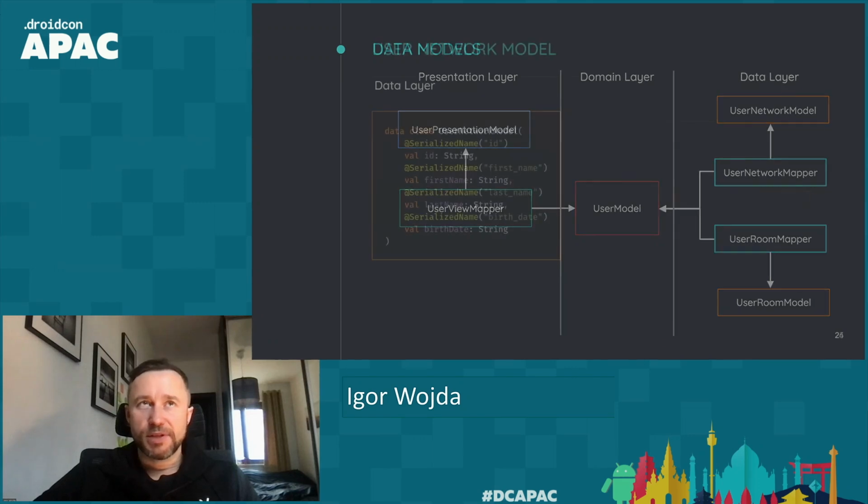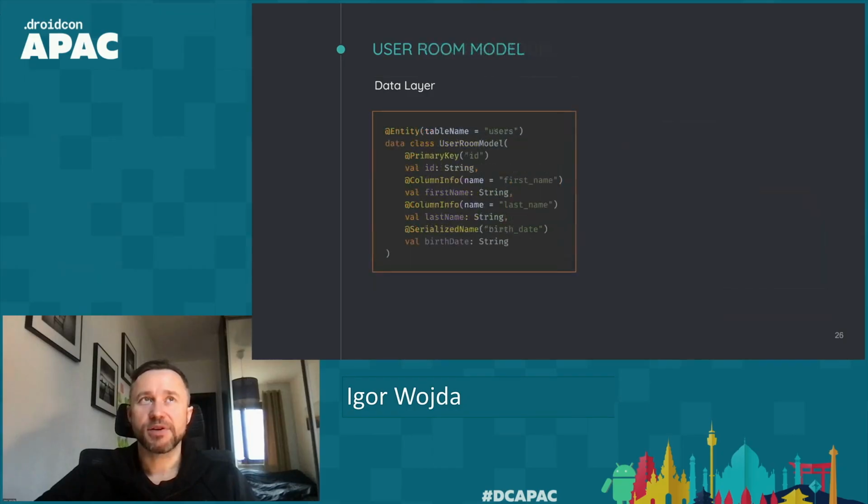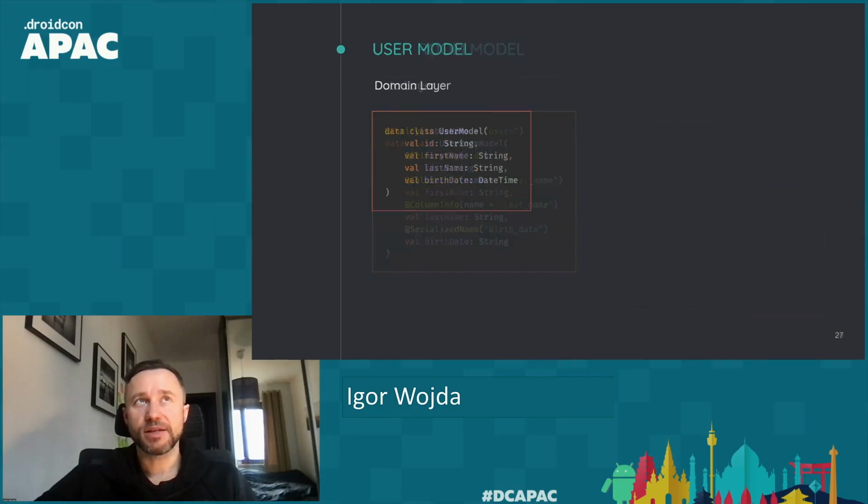So separate models would look like this: we would have a network model that has JSON annotations, which is one class, and another class that is our model for the database that contains annotations for the Room library. Then another model for the domain, which we want to try to keep away from everything. So no library annotations here, and ideally, not even Android platform dependencies, although sometimes it's difficult to do in practice.